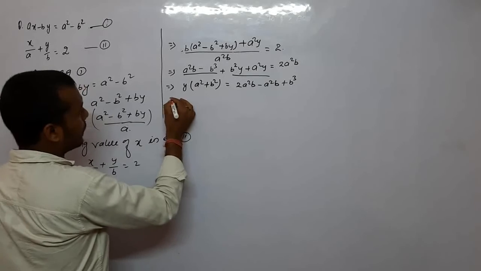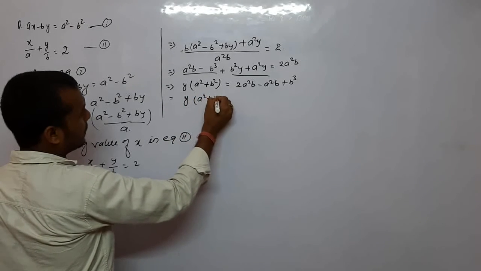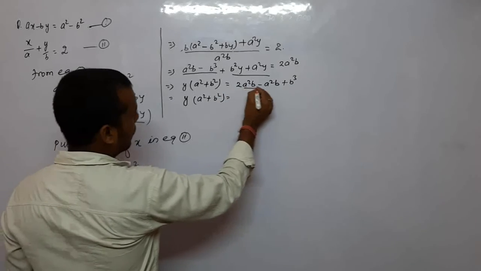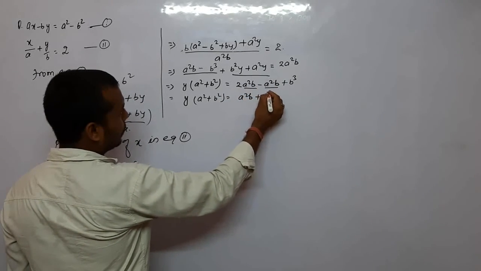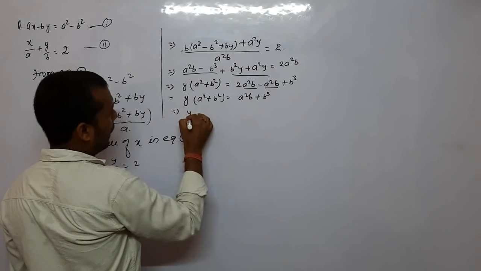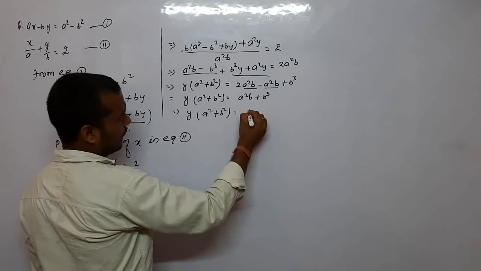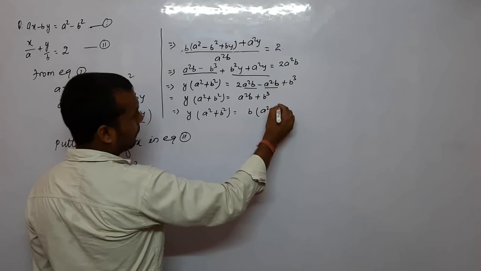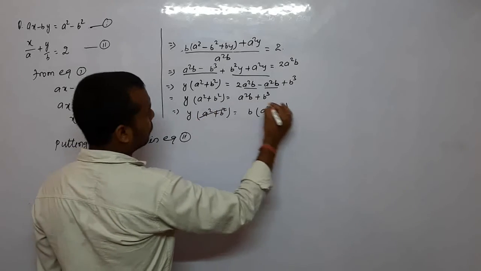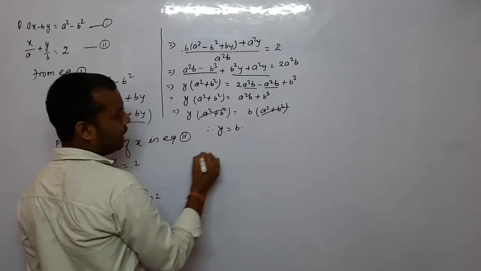Okay. Now see, y into a square plus b square. These are like terms. For this we can have a square b plus b cube. Y into a square plus b square. Take b common. You will have a square plus b square. The values get cancelled out. Therefore y equal to b.